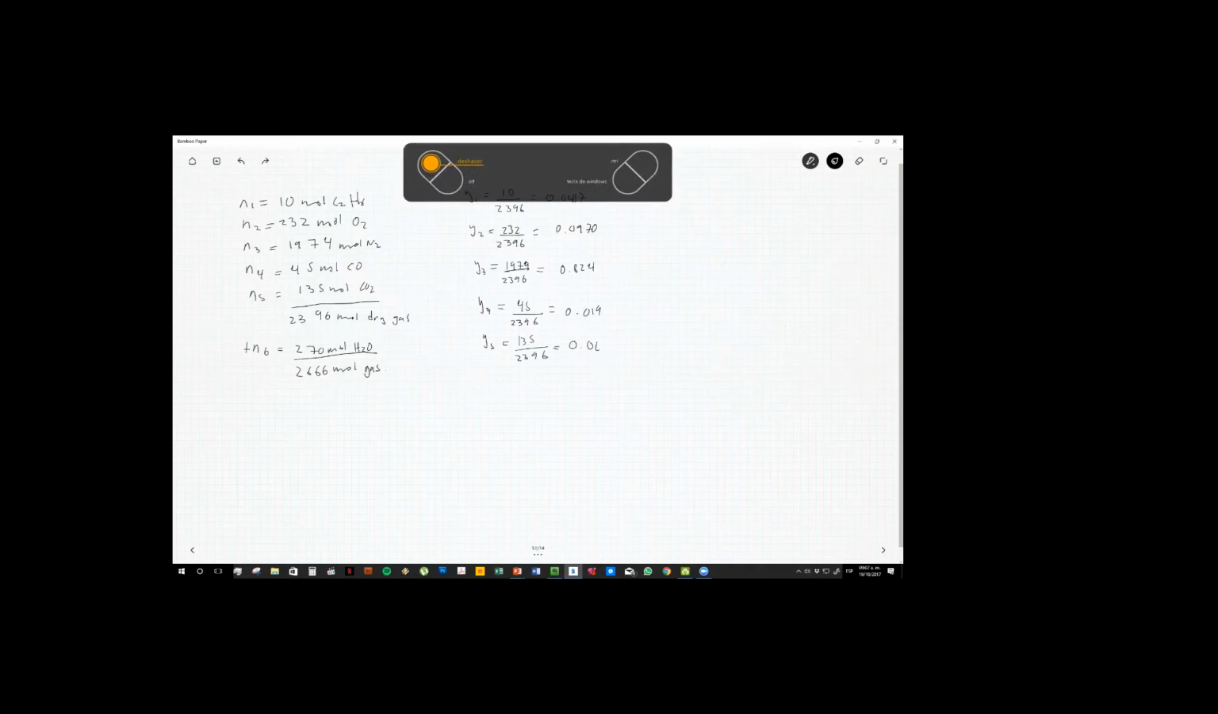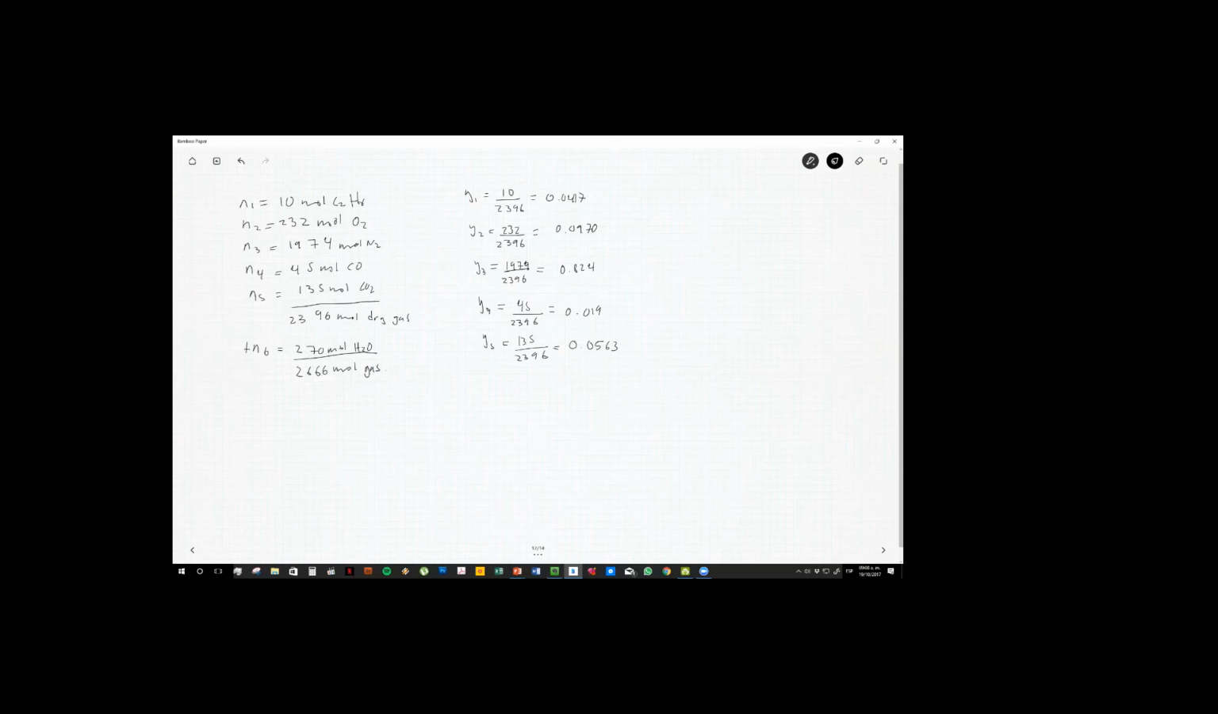I'm sorry. Teacher, where did you get the 2,666 from? I add 2,396 of the dry gases plus the 270 of the water. Ah, okay, thank you. Because water goes in vapor phase, so it's a gas too. But if you remember the activity that you did about combustion, when you do an ORSAT analysis, you can't find the amount of water because the technique is dissolving gases in water. The only way to obtain the amount of water is doing a mass balance like this one.